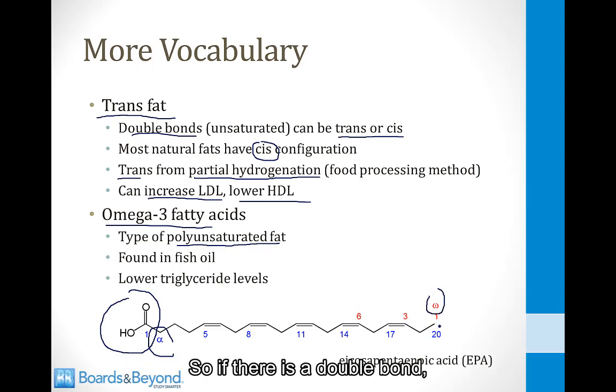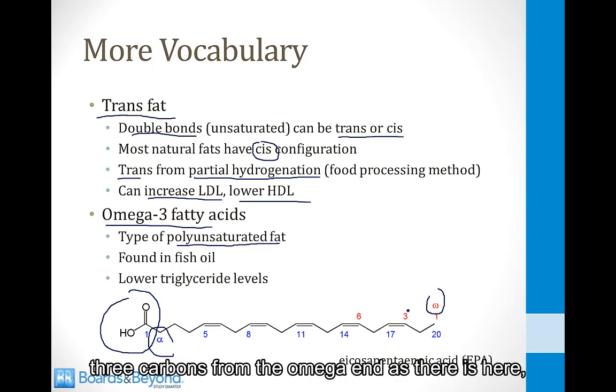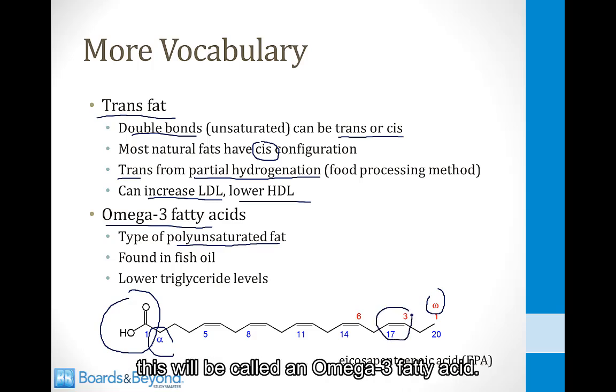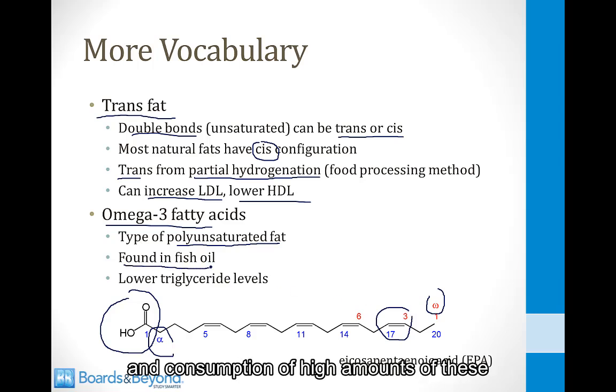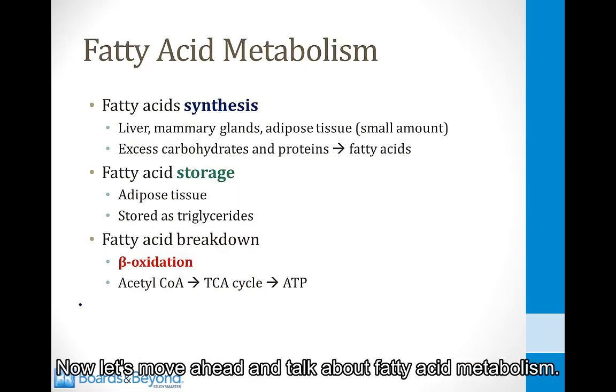So if there is a double bond 3 carbons from the omega end, as there is here, this will be called an omega-3 fatty acid. Lots of these are found in fish oil, and consumption of high amounts of these has been shown to lower triglyceride levels.